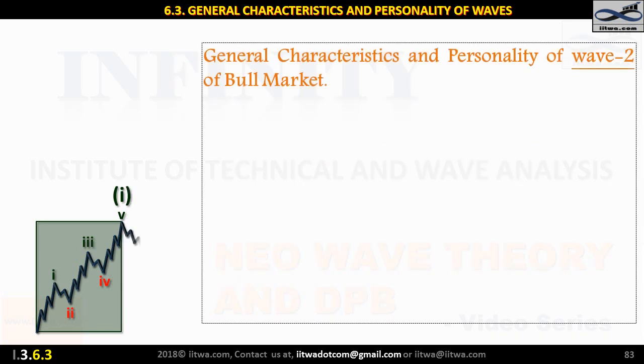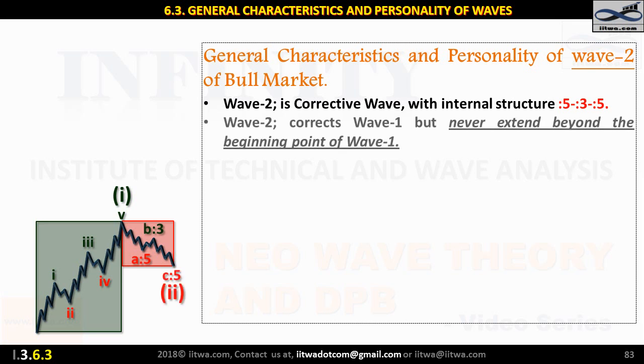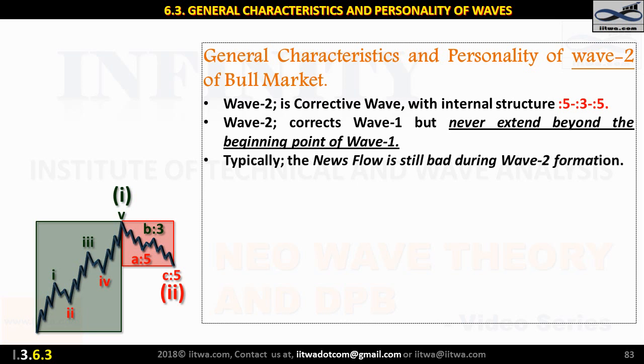General characteristics and personality of Wave 2 of a bull market. Wave 2 is a corrective wave with an internal structure of 5, 3, 5. Wave 2 corrects Wave 1, but never extends beyond the beginning point of Wave 1. Typically, the news is still bad during Wave 2 formation.